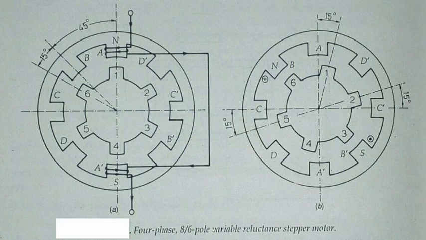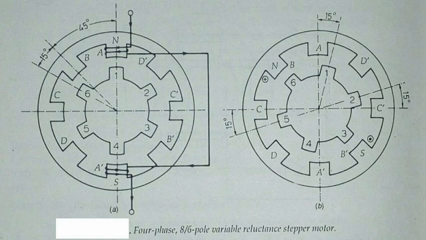Lower values of step angle can be obtained by using a stepping motor with more poles on the stator and teeth on the rotor. Consider a 4-pole, 8/6 single-stack variable reluctance motor, shown here.